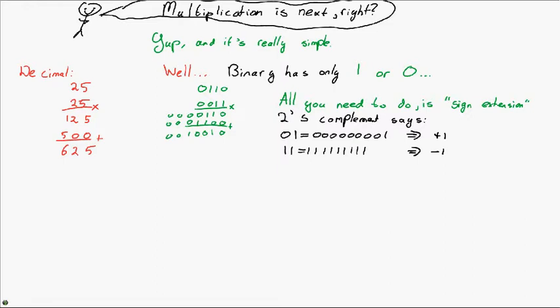So what we can do for any positive number, we can add however many zeros we want in front, and for any negative number, we can add however many ones we want in front. This is what we call sign extension. So let's take a look at an example.